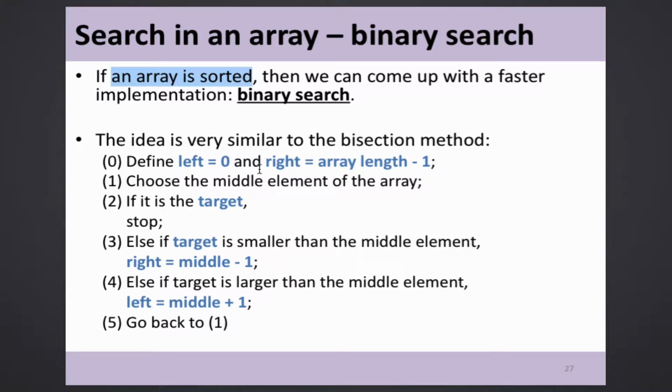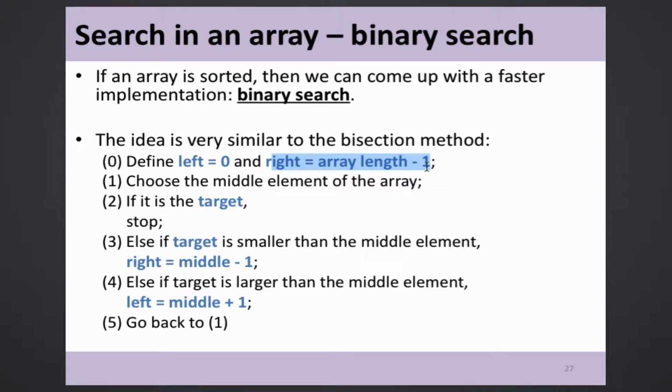Let's take a look at the procedure now. Basically, it's very similar to the bisection method. We had a high and a low, remember. Now in binary search, we have the left and the right. Let's say it is sorted in ascending order. So the left means the smallest item, the right means the biggest item. Because of the array length, the right element is array length minus 1. It's 0, 1, 2, 3, and the last one is n minus 1.